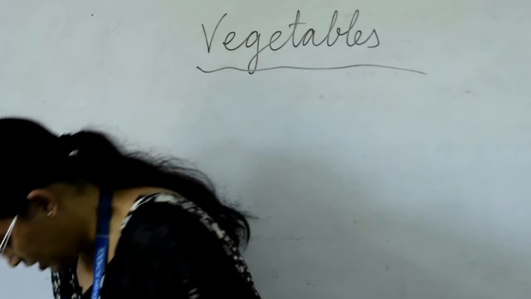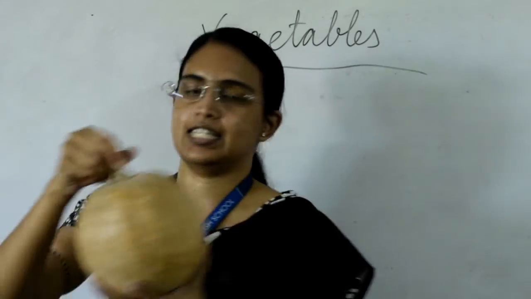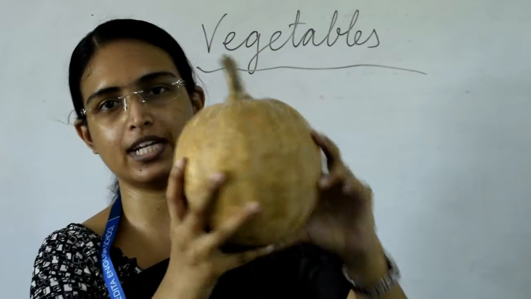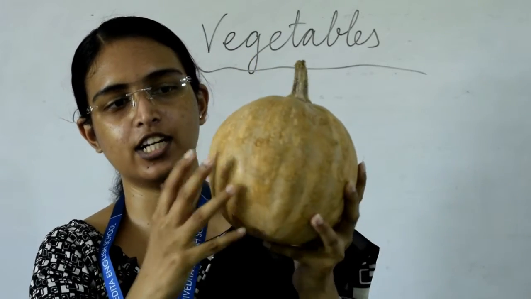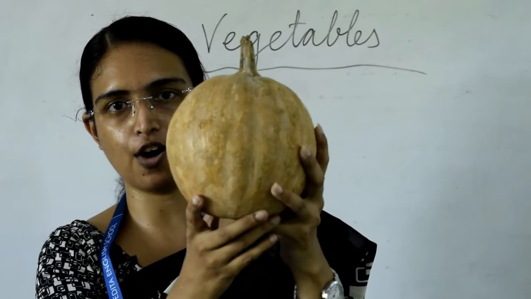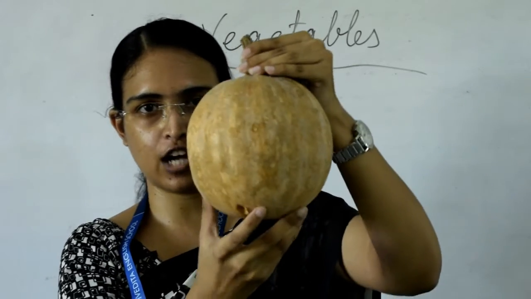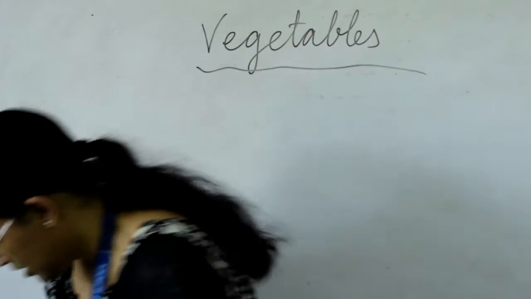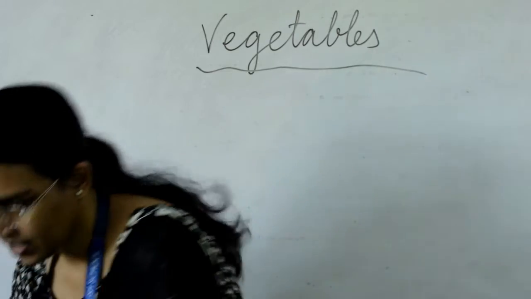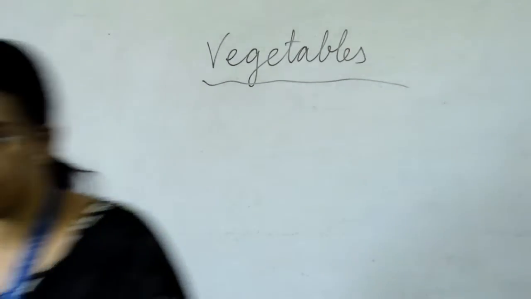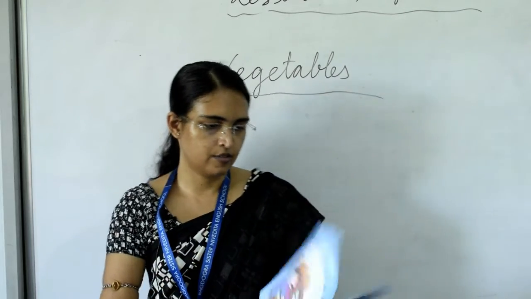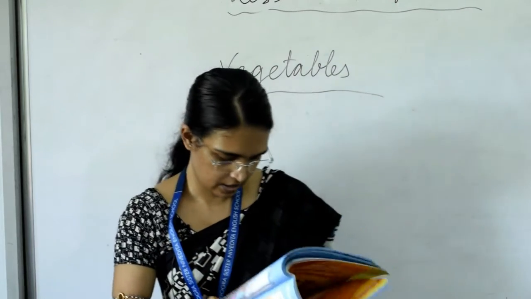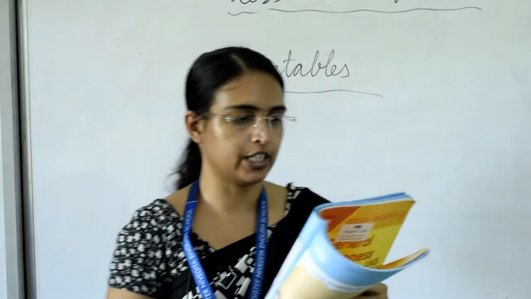Yes. Now what is this? Look what I have brought for you. What is this? Oh, this is a pumpkin. And what is the color of this pumpkin? Orange. So this is also a vegetable. Now we will read this chapter. That is on page number 50.